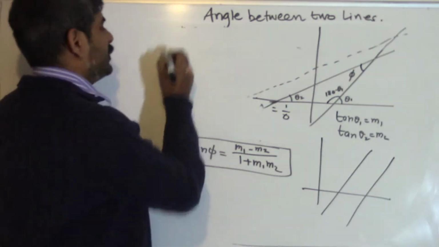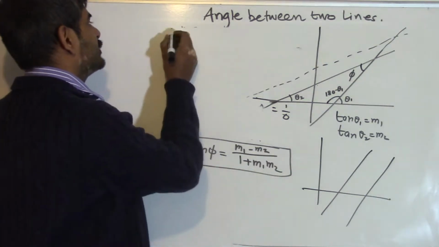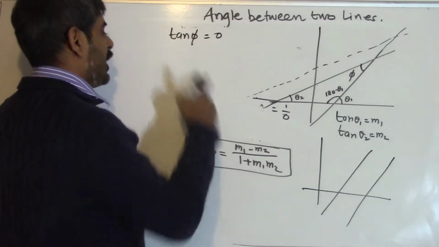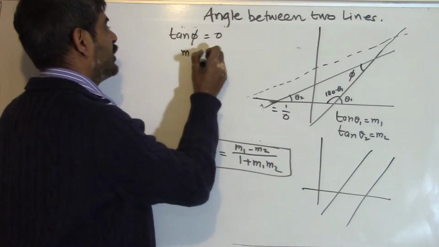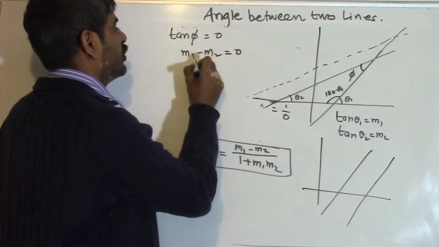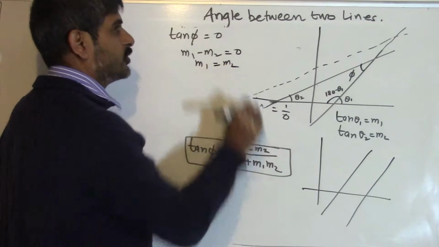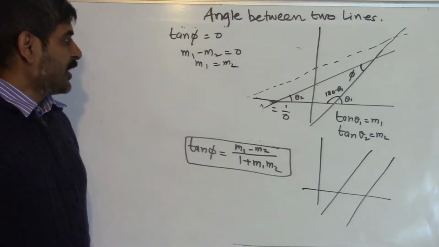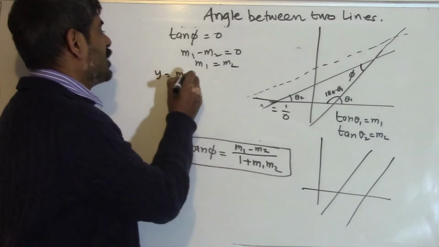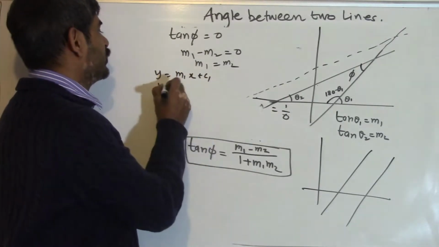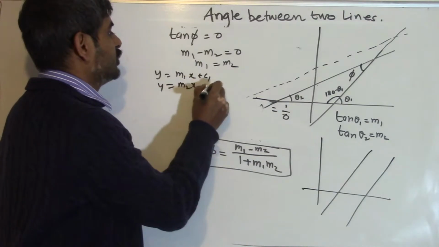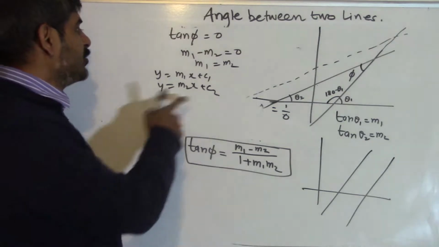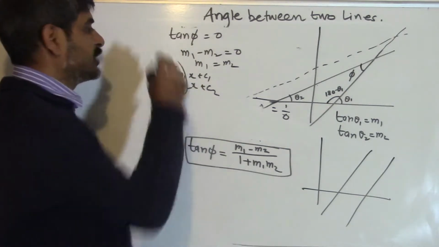So the angle between these two lines will be 0, and for that the condition is tan phi is equal to 0. And that means m1 minus m2 is equal to 0, or m1 is equal to m2. So the two lines y is equal to m1x plus c1 and y equal to m2x plus c2 are parallel, or the angle between them is 0, when their gradients are same.